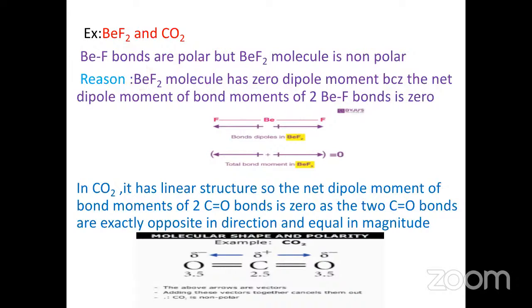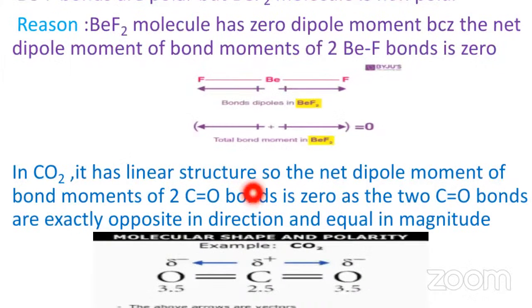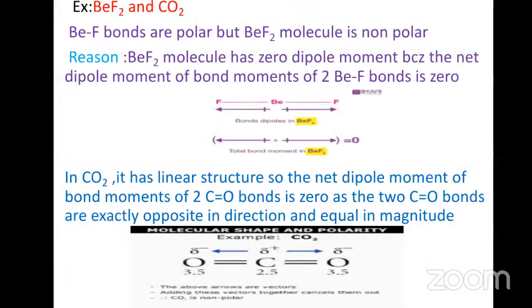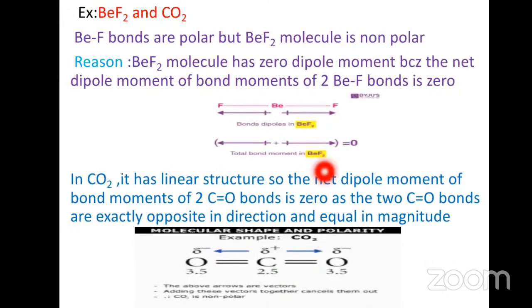Next, the CO2 molecule. It also has a linear structure, so the net dipole moment of the bond moments of the two CO bonds is 0, because here also these two CO bonds are exactly in opposite directions. Whenever they are exactly in opposite directions, they cancel each other. So here mu is also equal to 0. Whenever mu is equal to 0, the molecule is said to be non-polar. So the CO2 molecule is also non-polar because mu is equal to 0.